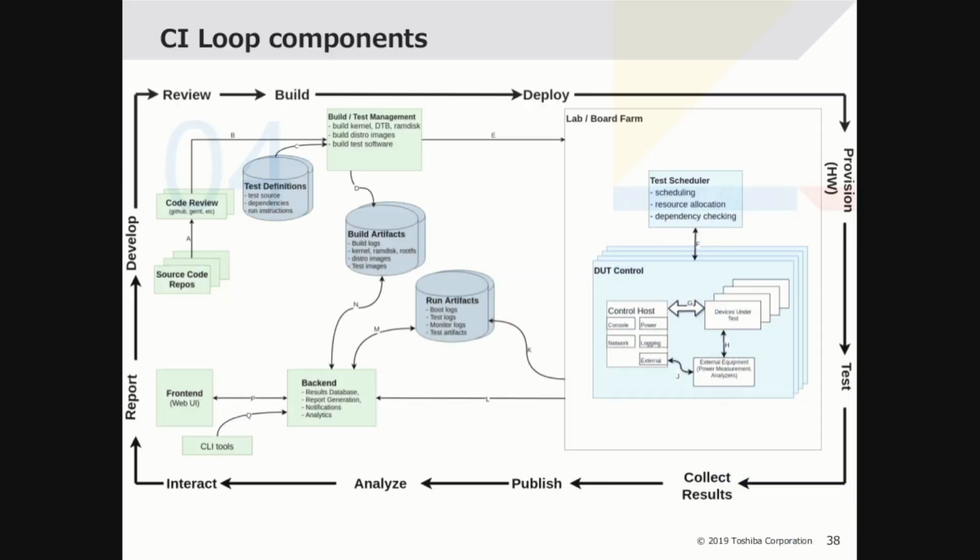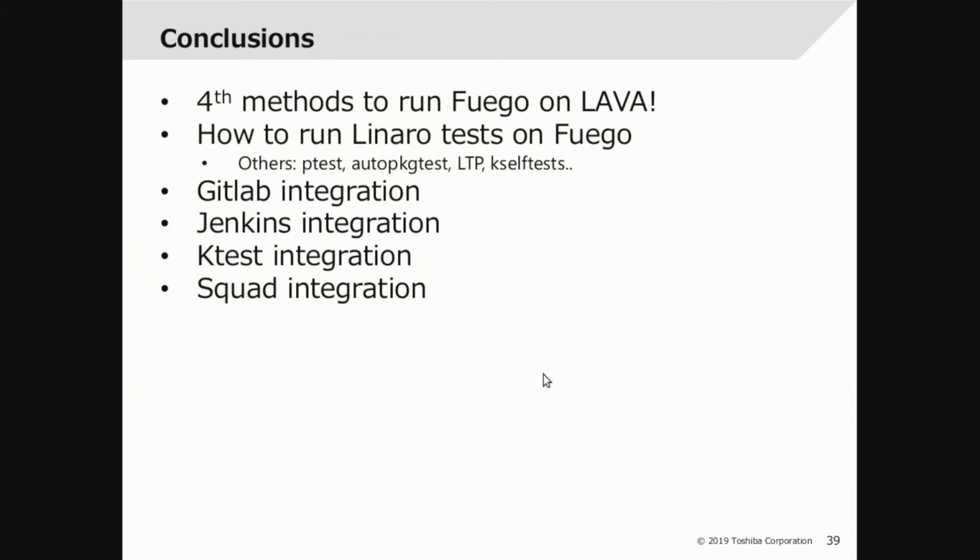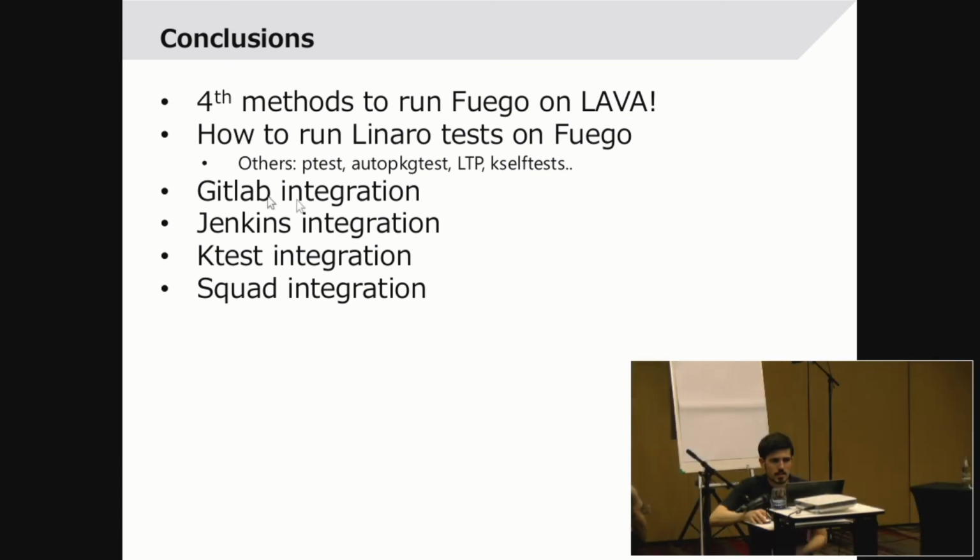And finally, the conclusions are that I showed you several ways of combining Fuego with different CI tools. I presented 4 methods to run Fuego on Lava. I presented how to run Linaro tests on Fuego and other packages, the GitLab integration, Jenkins integration, KTest integration, and Squad integration. So thank you very much, and I hope you now have a better idea of what Fuego is and how to integrate it with your tools. Thank you.